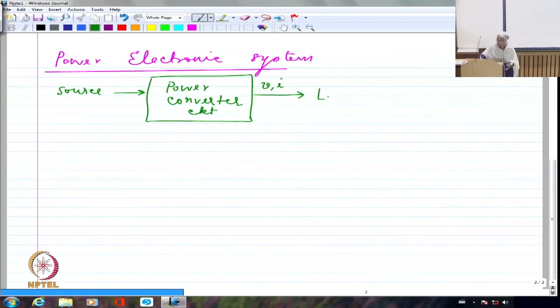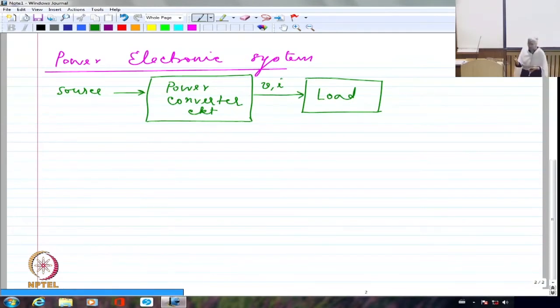Now I will have a load here. The load could be an induction motor. The load could be the battery of a mobile. It could be a musical keyboard, which in olden days we used to call an eliminator. So it is essentially a charger, basically. It is allowing you to convert AC into DC, right? So this is the load.